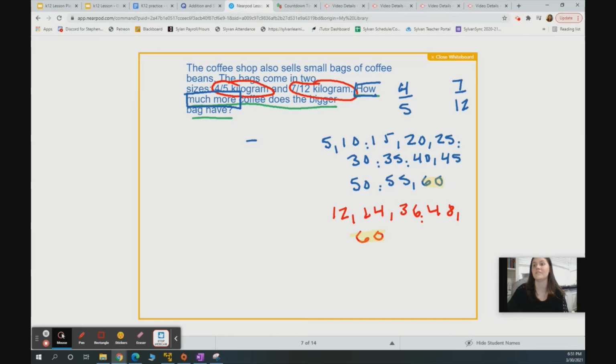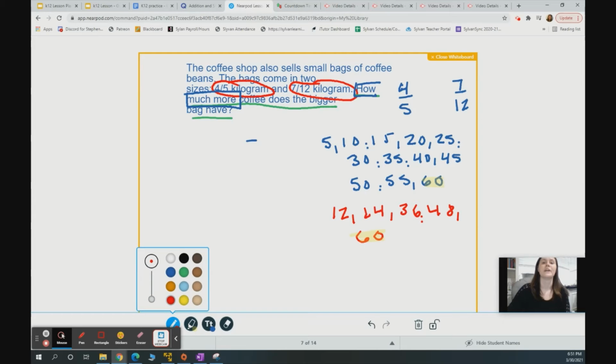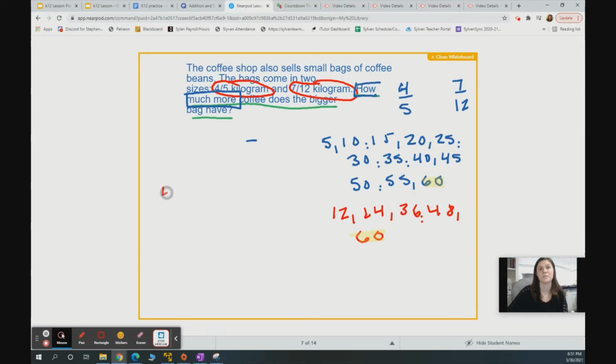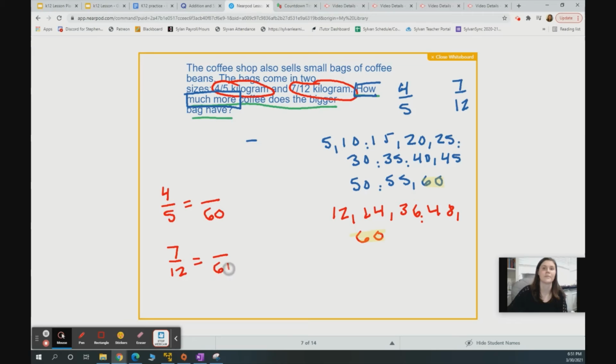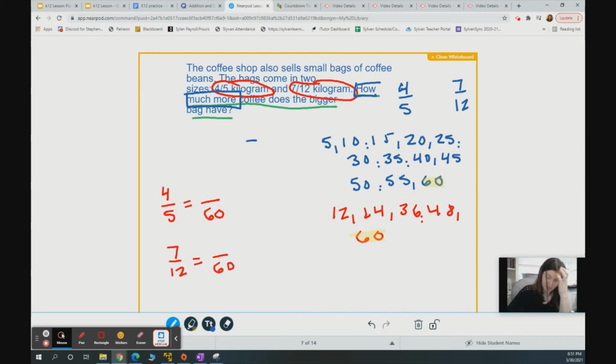So I need to figure out how to convert these both to a denominator of 60. I'm going to set up my problems so I know what I'm doing here. I'm turning 4/5 into a fraction that has 60 on the bottom. And then I'm turning 7/12 also into a fraction that has 60 on the bottom.